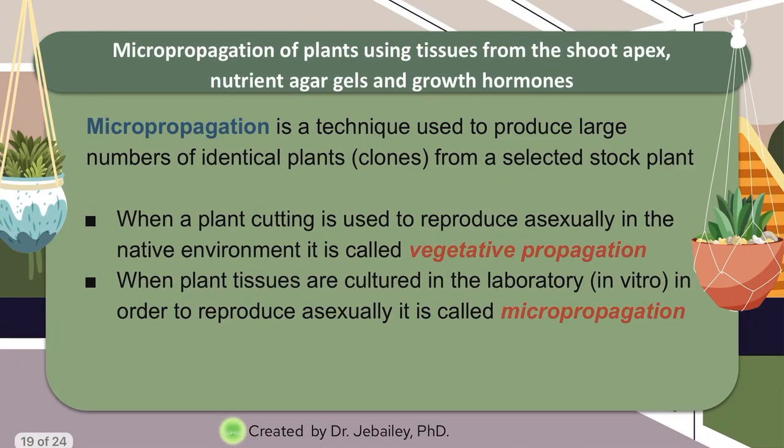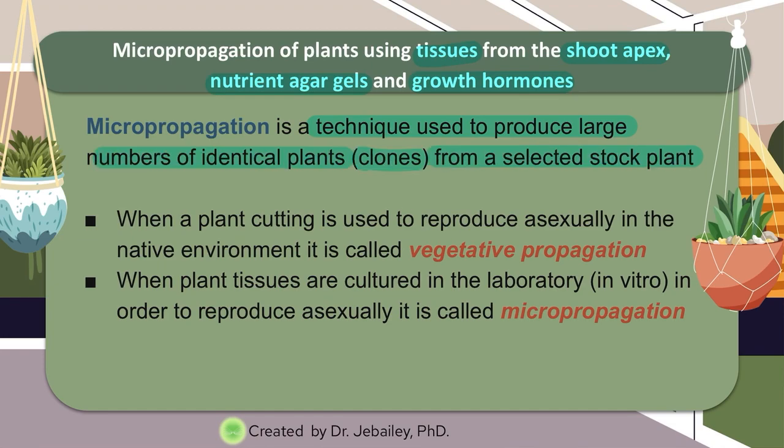Now let's talk about micropropagation in plants using tissues from shoot apex. Now, if you're using tissues from shoot apex, then obviously you're talking about using the stem cells on the tip of the plant, and then placing them on nutrient agar gels and growth hormones, and then causing new production of plants. So micropropagation is a technique used to produce large numbers of identical plants or clones from a selected stock.